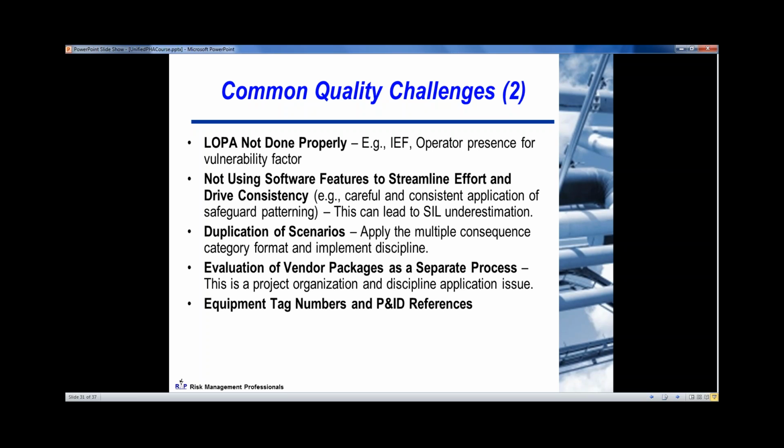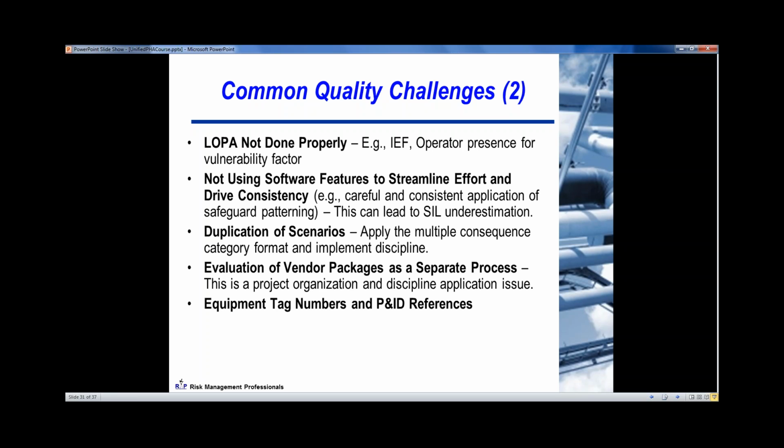Evaluation of vendor packages as separate processes. This is a big time waster that really degrades the quality of the HAZOP study. A lot of times vendor package details aren't available until later in the design process. So the team is tempted to just forget about it during the initial HAZOP, look at the process stream, and talk about loss of flow. Let's talk about a compressor package. Loss of flow to the compressor. And then they'll look at the other side of the blank box early in the design, and they'll look at loss of flow from the compressor.